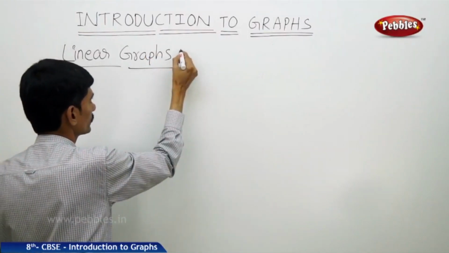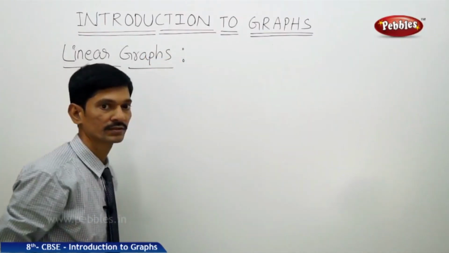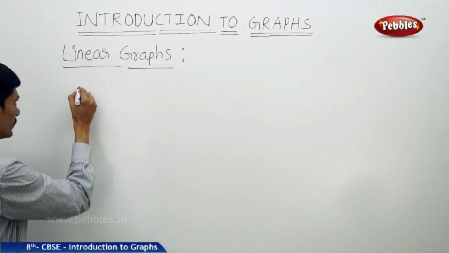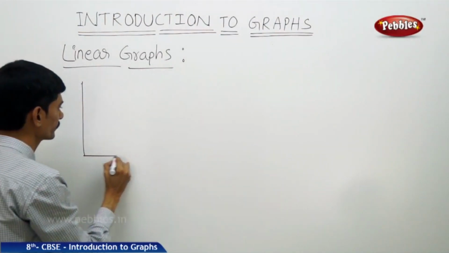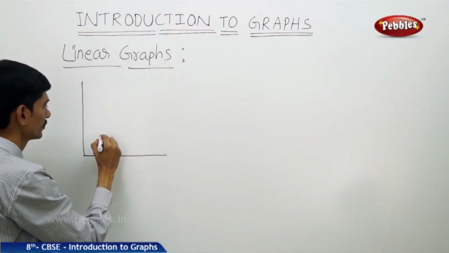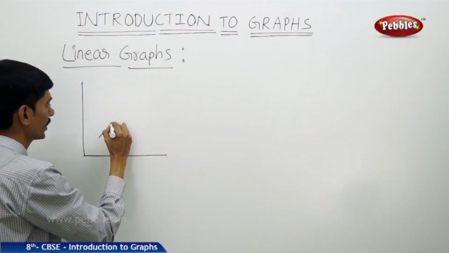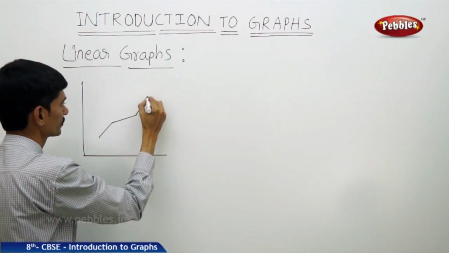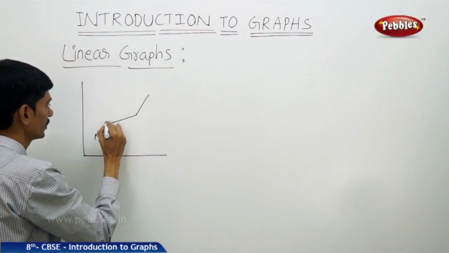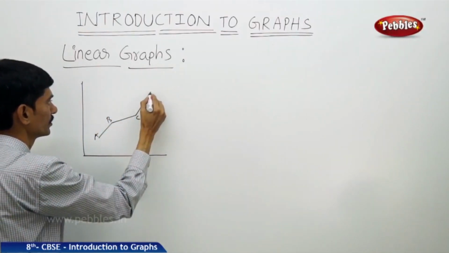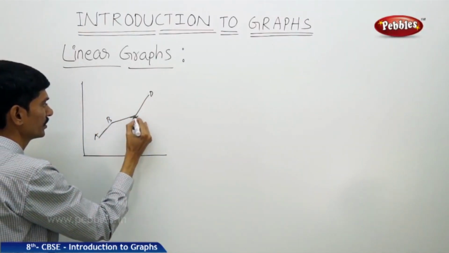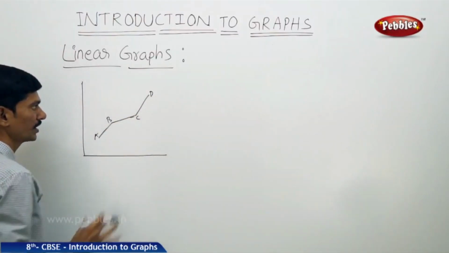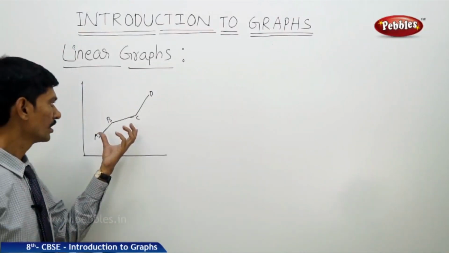Now before going to linear graphs, let us revise once again the line graph. So what is a line graph? If you take any graph in a plane, a line graph consists of bits of line segments A, B, C, D. So here AB, BC, CD. So these are the bits of the line segments. So a line graph consists of the bits of the line segments.